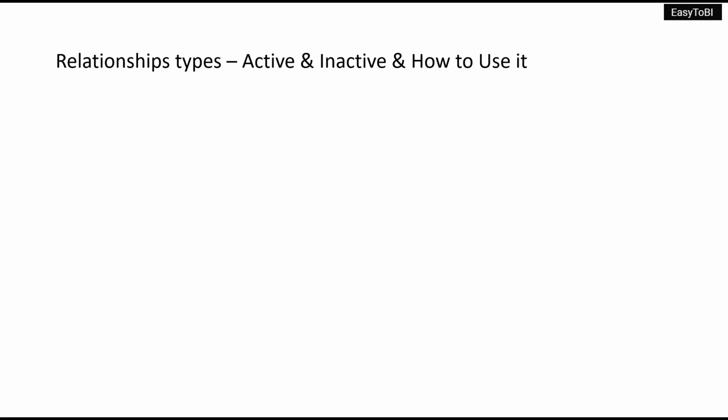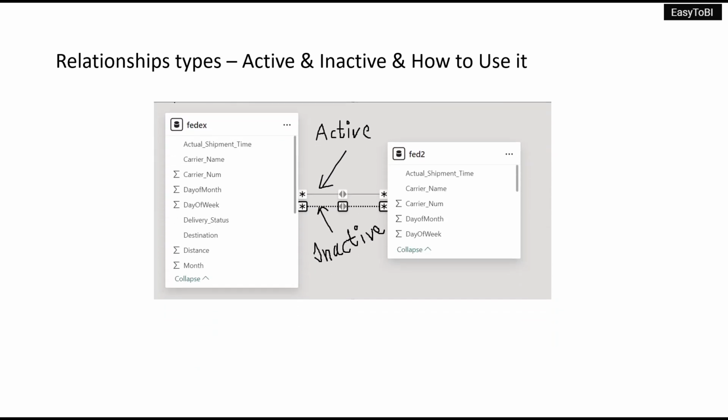The next one is: what are the different types of relationships available in Power BI, and is it possible to use them in Power BI? Let's see. There are two types of relationships available in Power BI: active and inactive relationship. This image will give more clarity about active and inactive relationships.